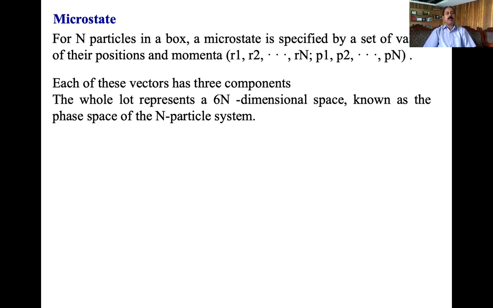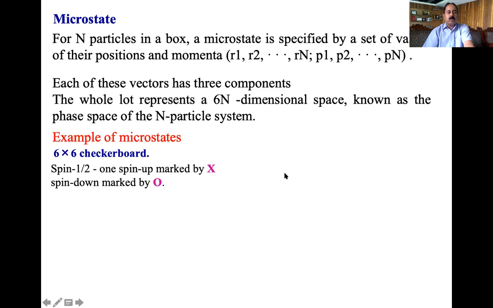Meaning for particle number 1, R1, P1, for particle number 2, R2, P2, for particle number 3, R3, P3, and similarly for the nth particle, the position Rn and momentum Pn. So altogether, if you consider all these positions and momenta, there are 6n parameters which can represent a 6n dimensional space, and that space is represented as the phase space for the n particle system, right?